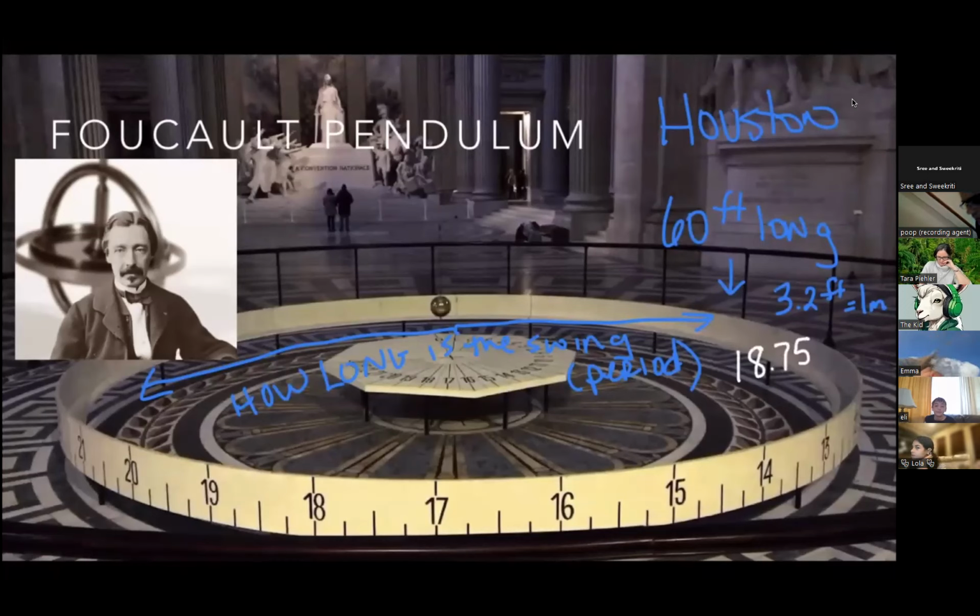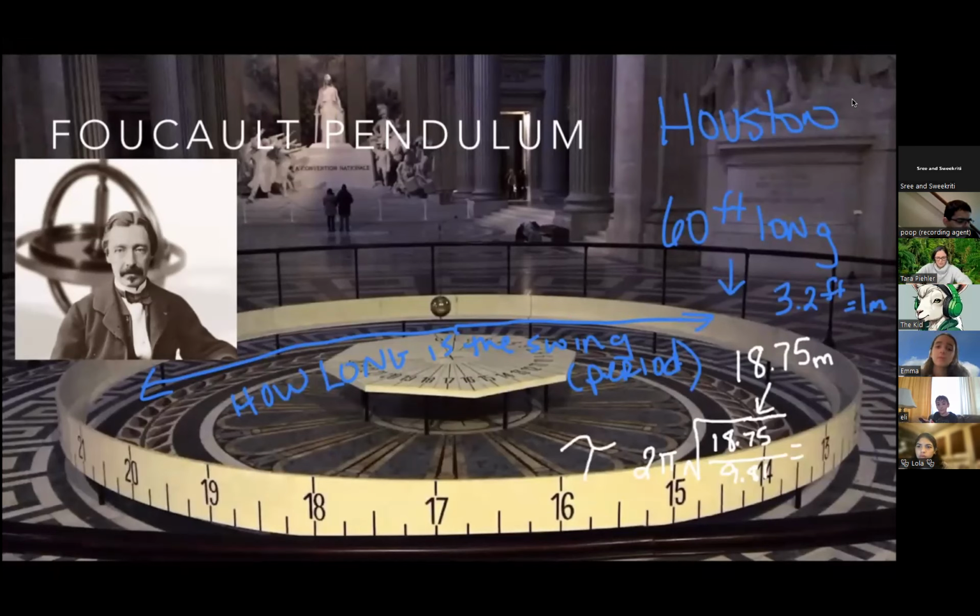Okay, so we have 18.75 meters, and we can plug that into our equation. 2 pi square root of 18.75 meters over 9.8. What's the answer, guys? 18.75 is the length in meters. I was asking if that was the right number. Okay, what's 8.6 seconds.